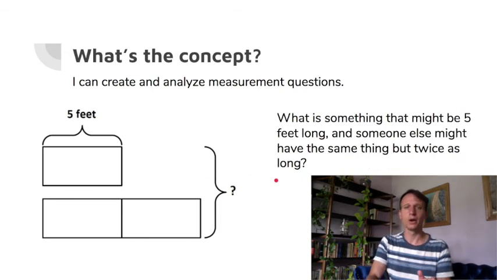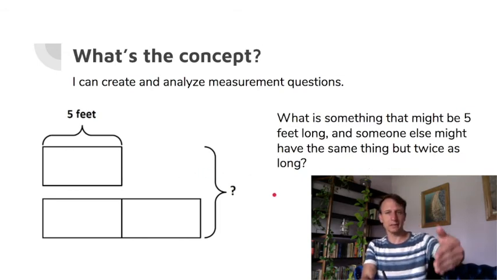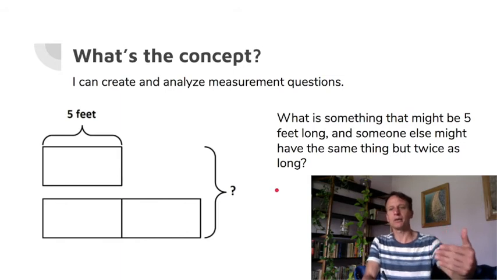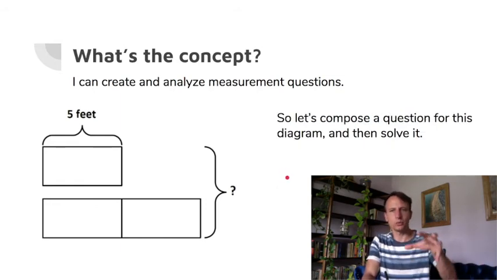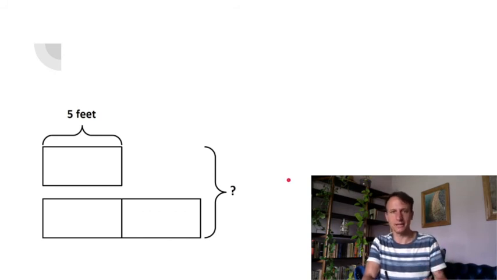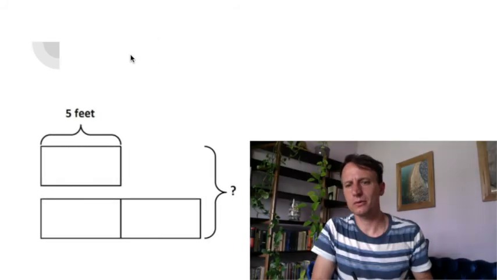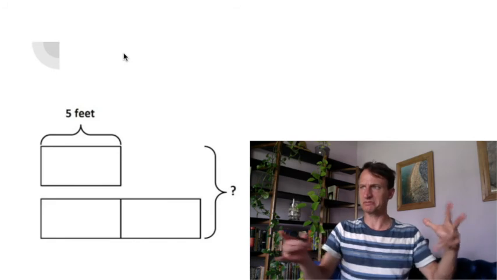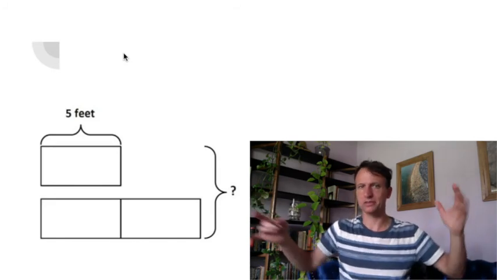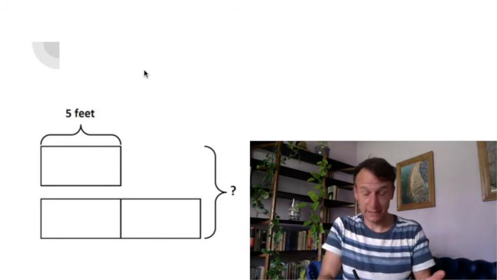All right, so when we look at something that might be 5 feet long, maybe someone else has something that's twice as long. So we're going to create the question for the diagram, and then we're going to solve it. Ready? Let's do it. What would be something good that we could buy 5 feet of and twice as much? I don't know. Like licorice?